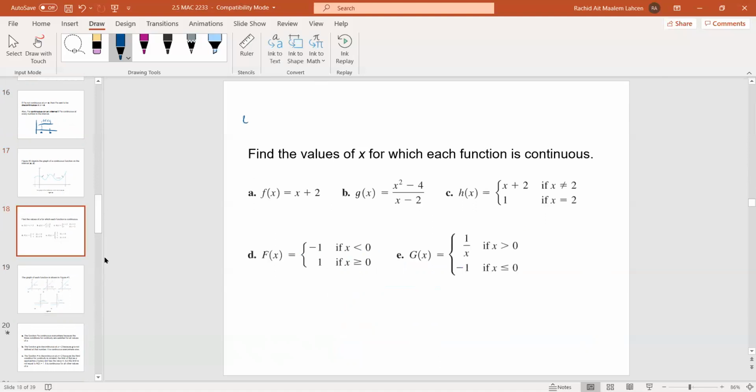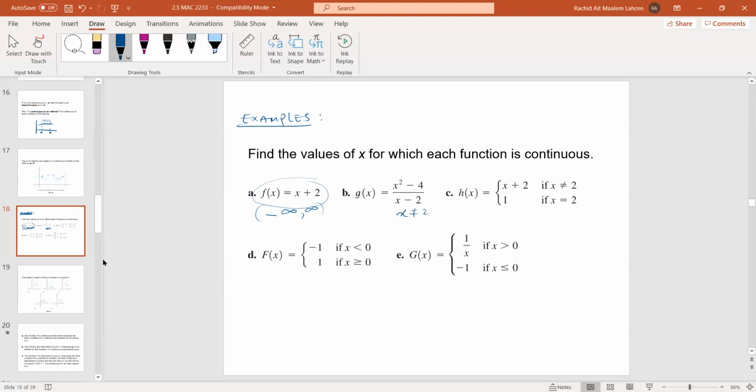All right, so examples. Of course, you need to know where the function is not continuous. This is a line, it's continuous everywhere because the domain here is negative infinity to infinity. X cannot be 2. If it's 2, it becomes undefined, right? So we're going to look at these graphs in the next slide.